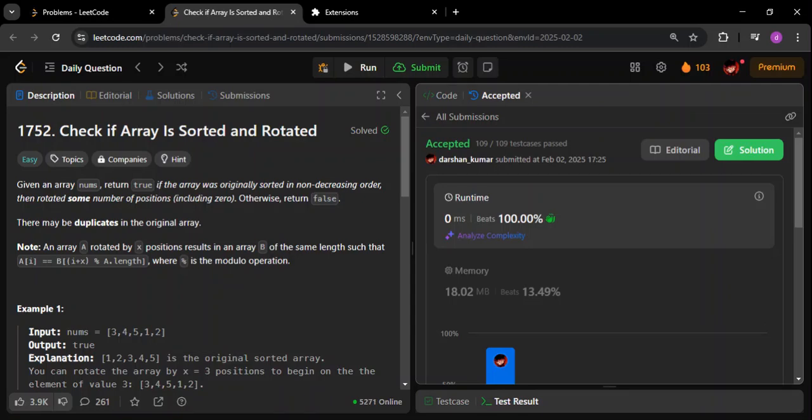Today we are at day 2 of the February daily Leetcode challenge, and this is the second day that we are having an easy question. On day 1 also we had an easy question, and this is day number 2.